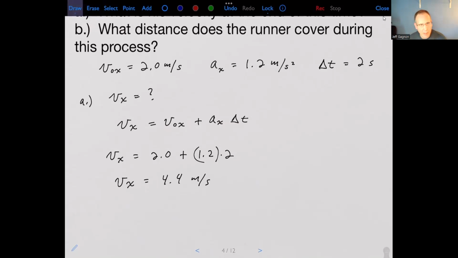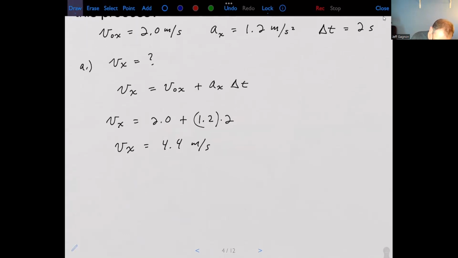Okay, and then part B wants to know the distance traveled, which is basically the displacement, right? Because this is one-dimensional motion. So again, based on what we know and what we're looking for, now we don't know delta x. We're looking for delta x. Now that I know vx, I could actually use more than one equation, but probably the easiest one to use is that second equation that we derived. So I'm going to use that equation. So delta x is equal to v naught x delta t plus 1/2 ax delta t squared.